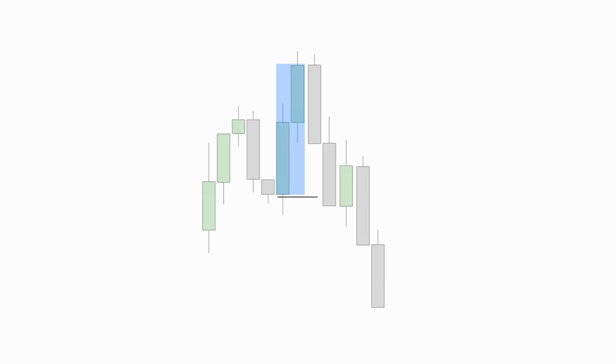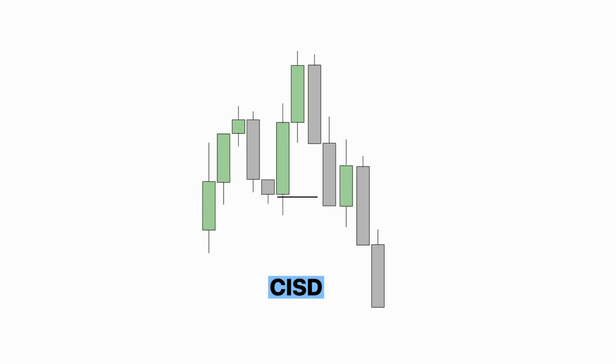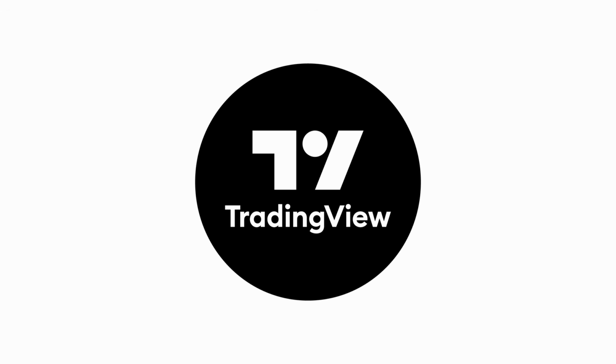Now, here's the cool part. When you compare these two on the chart, you'll often notice the change in delivery comes before the structure shift, almost like the market whispers a warning before it screams it. And sometimes both happen on the same candle. So now let's pull up TradingView and look at how this plays out in real examples.